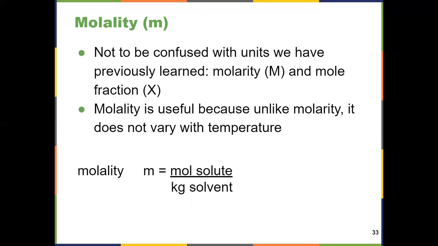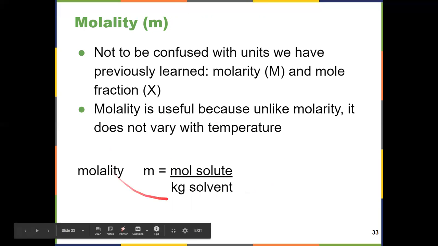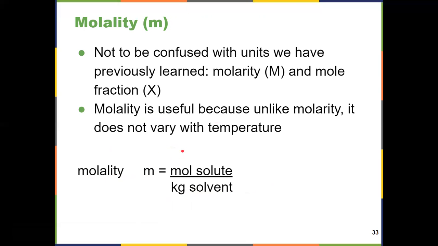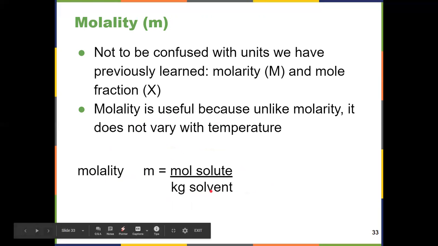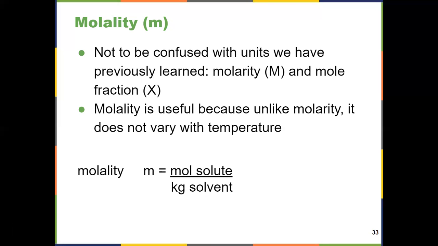There's more on that in your textbook if you're interested in why. But right now, this is the key takeaway. Molality, represented by lowercase m, is equal to moles of solute divided by kilograms of solvent. You'll notice the numerator is the same as it is for molarity, but the denominator is not. Whereas we have liters of solution for molarity, for molality it's kilograms of solvent, which is important because some colligative properties use molality.